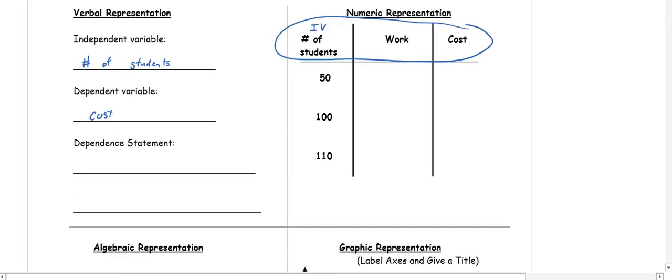So when we write our dependency statement, remember it's the dependent variable depends on the independent variable. So we would say the cost depends on the number of students.